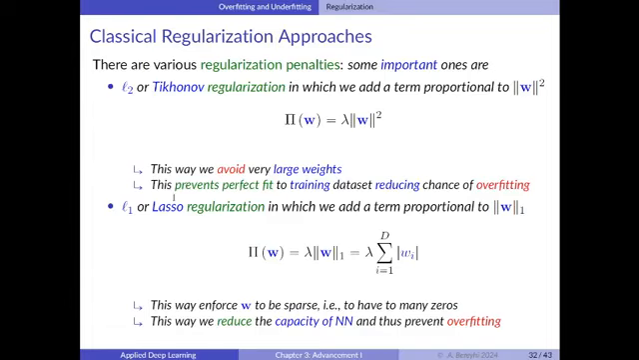The second one is L1, or Lasso, regularization. Here, instead of the power of 2, we have the absolute value. So we use the absolute value of W, and again we have a term of lambda and the sum over the absolute values of all of the W's.